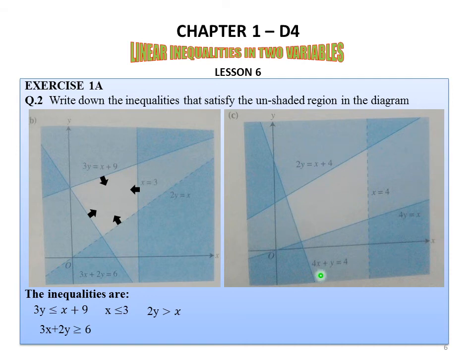Similarly, we can solve this part C. This is the equation of this line, this is the equation of this line, this is the equation of this line, and this is the equation of this line. So let's find the defined region. For this line, the defined region is below, and this line is solid. So less than or equal to will be replaced by this sign of inequality. This is a dotted line, and the region to the left is defined. So this sign of equality will be replaced by the less than sign.